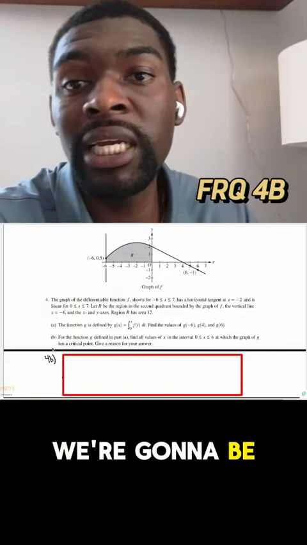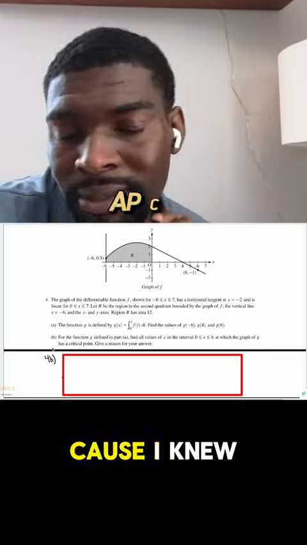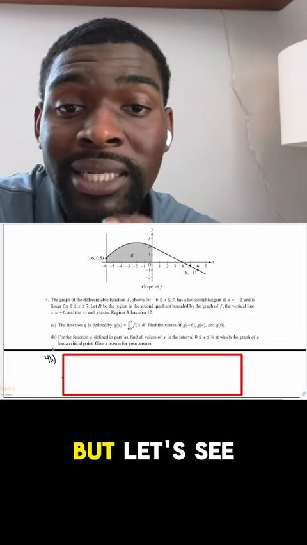All right, we're back here. Now we're going to be covering question number 4 of the AP Calculus exam, and we're going to be covering part B here. Now, part B is an interesting question because I knew that a question like this would definitely be on the exam, but let's see if you got this one correct.